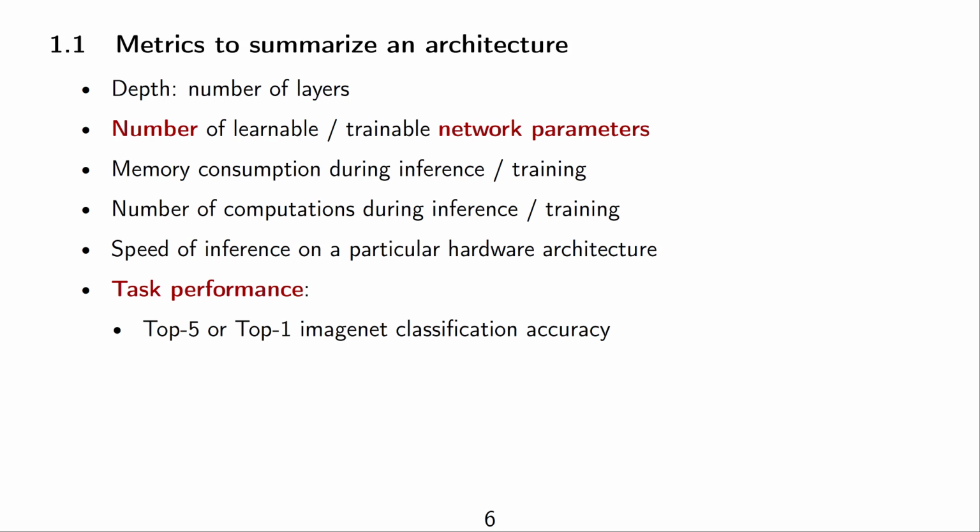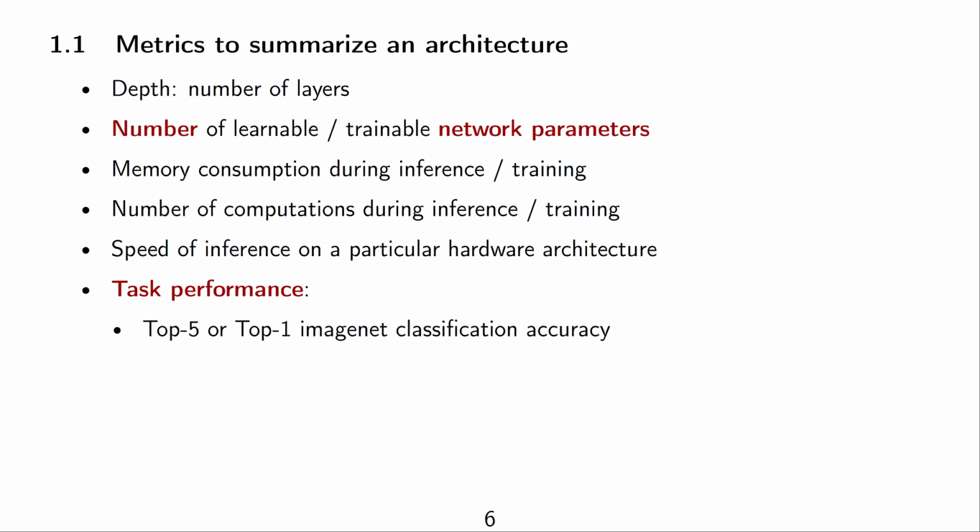How well does the architecture do on a particular task? In our context for this lecture, that is image classification. The two main metrics that are reported here are top 5 or top 1 ImageNet classification accuracy. As a reminder, top 1 just means you have one guess and this will be compared to ground truth, and top 5 means that you can guess 5 times, and if one of your top 5 guesses is the same as ground truth, it counts as correct.